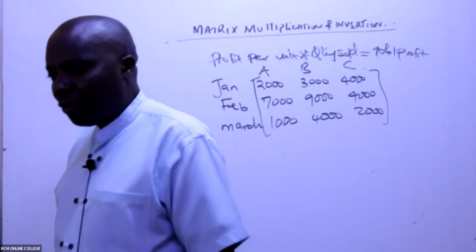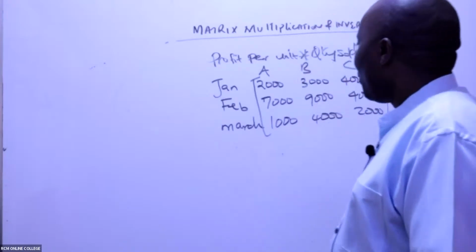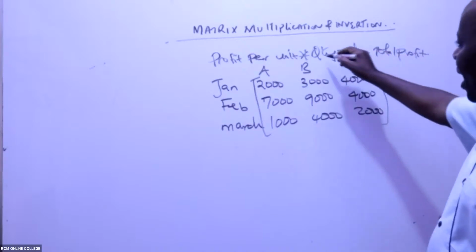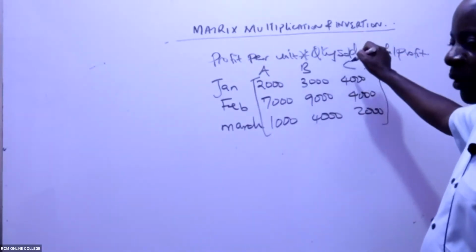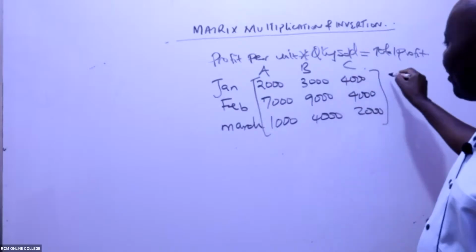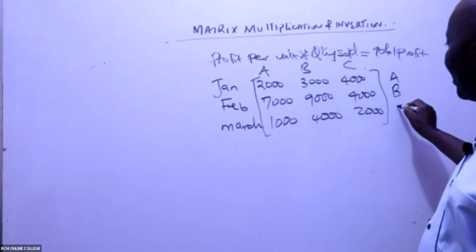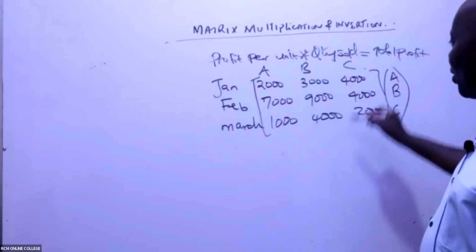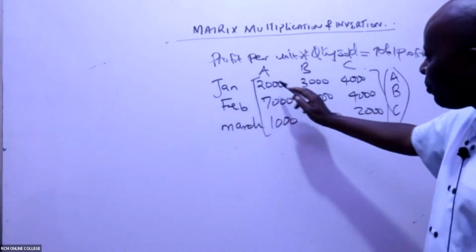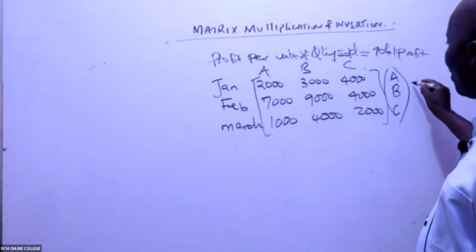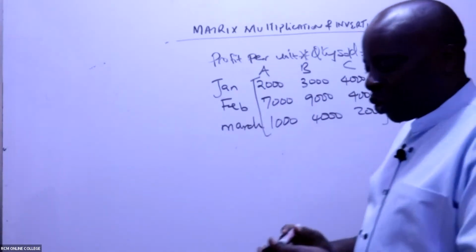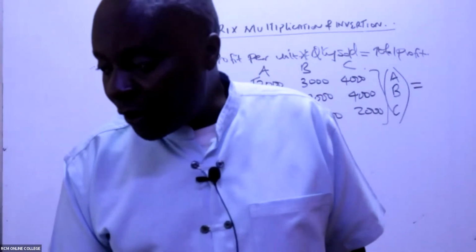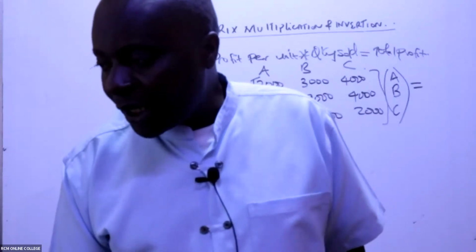Thank you so much. You see, quantity sold is unknown. The quantity sold is what the examiner wants me to tackle. So we shall let the quantity sold be A, B, and C, respectively. This is profit per unit times quantity sold, which should give me the total profit. Have they given me the total profits for each of these months? Oh, yes, they have done that.